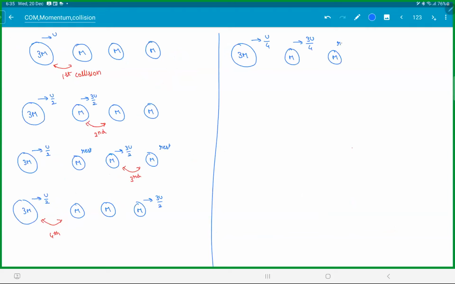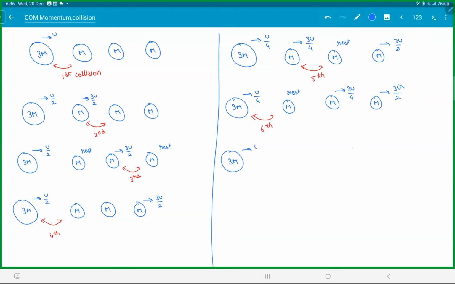This guy is at rest in the middle. This guy is going with 3u by 2. These two will collide. This is the fifth. This guy will come to rest. This will go with 3u by 4, and this will go with 3u by 2. Now 3u by 2 is greater than 3u by 4, so there is no collision between these two. Now again, these two will collide. This is the sixth collision and the last collision.